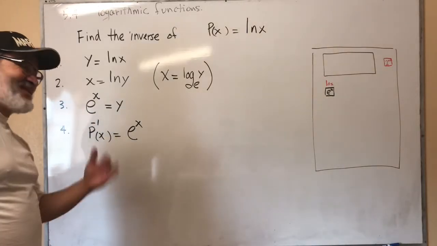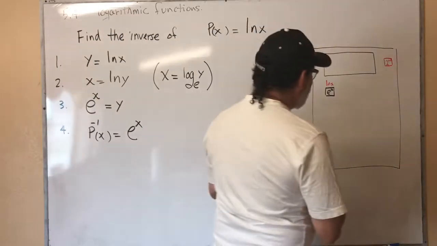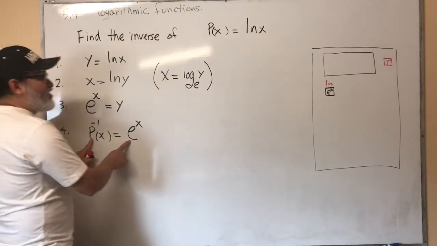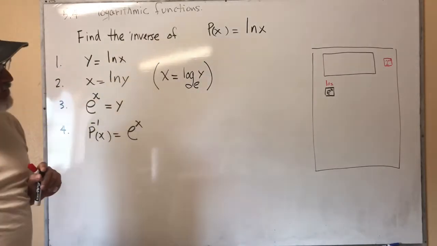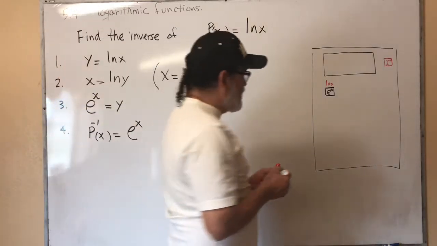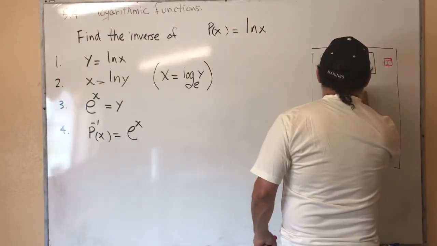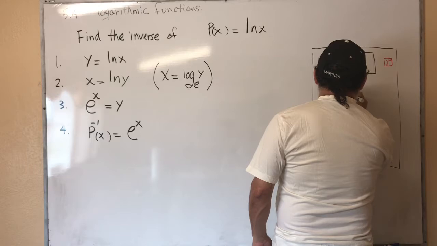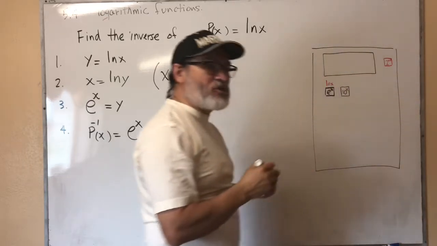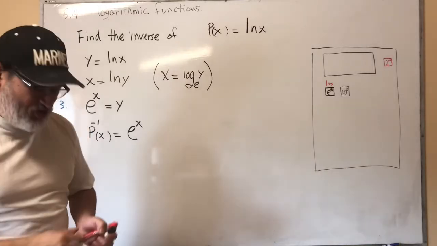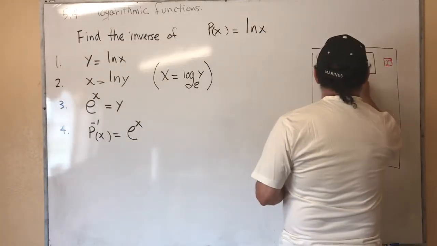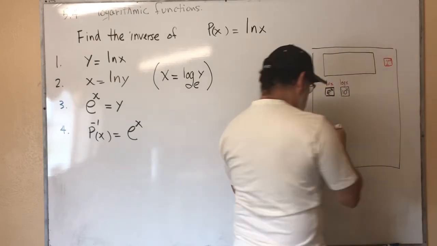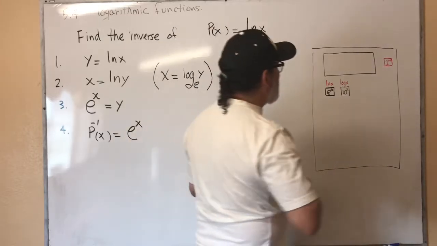Same thing with the other one, look. They're inverse of each other. Look, good class. E to the x is the inverse of ln x. The same thing with the other one. If this is 10 to the x, guess what? What is its inverse? Log of x. This is for your calculator.